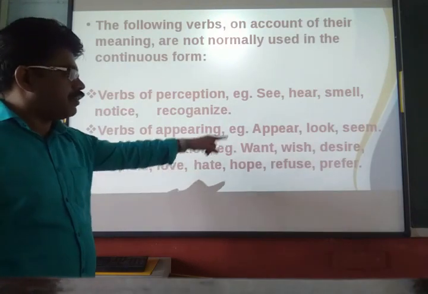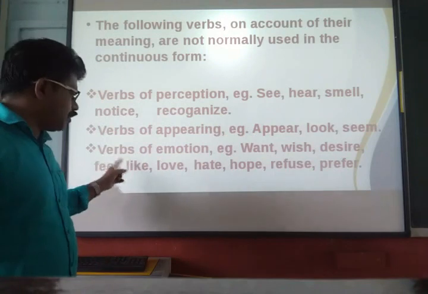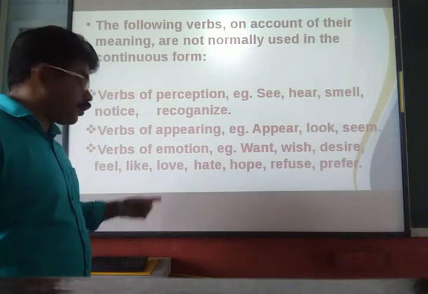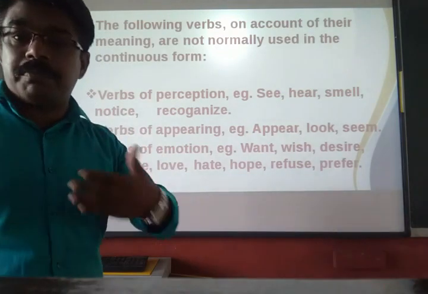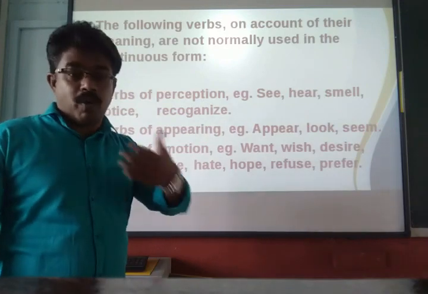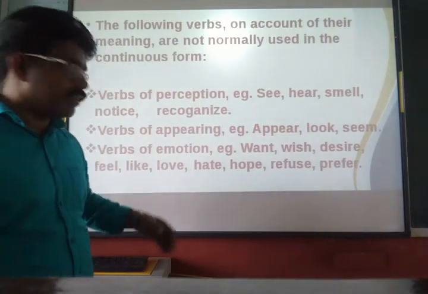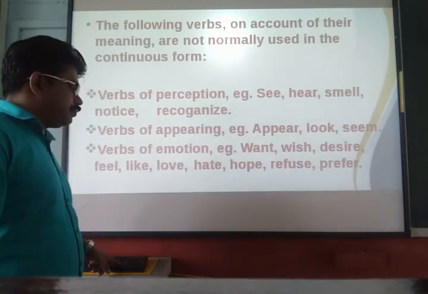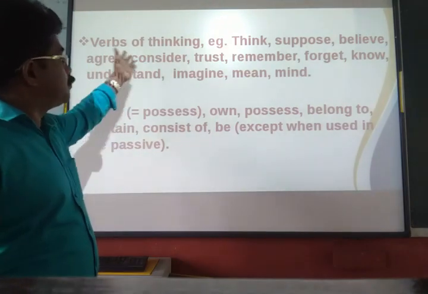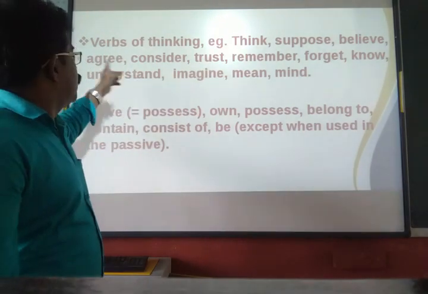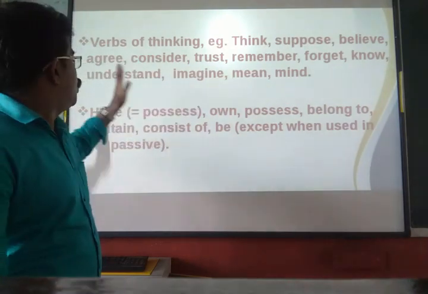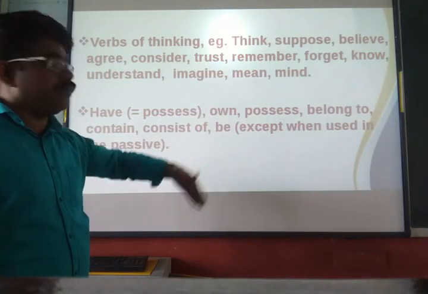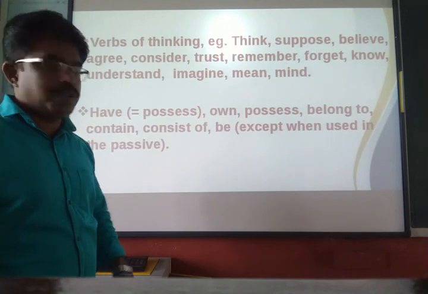Verbs of appearing: appear, look, seem. Then verbs of emotion: want, wish. "Wanting" is wrong. These are all wrong usages we can hear among locally speaking people. We have acquired English as a language, therefore we have a lot of limitations, but still we need to make changes from here. Continue from there. Verbs of thinking: think, suppose, believe, agree, consider, trust, remember, forget, know, understand, imagine, mean, mind.